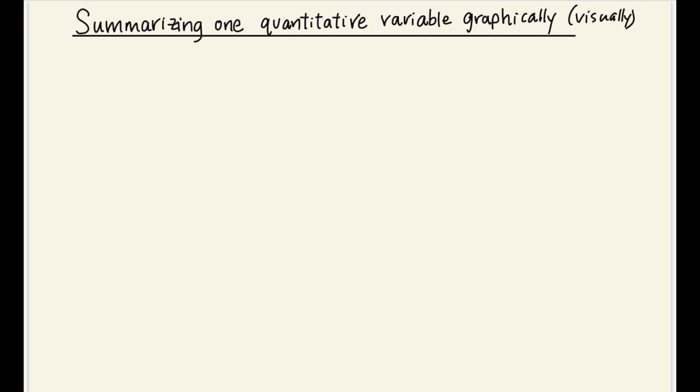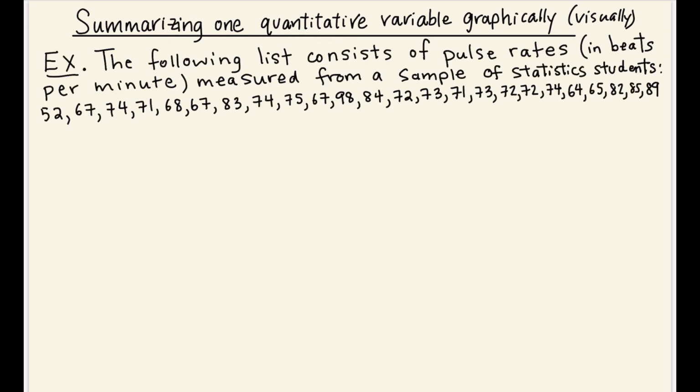So in this video, I'm going to show you how to summarize one quantitative variable graphically or visually. So let's start with this example. The following list consists of pulse rates that are measured in beats per minute. They're measured from a sample of statistics students. Okay, and so here you see the list of pulses. Now, what can you tell me about the pulses just by looking at this list?